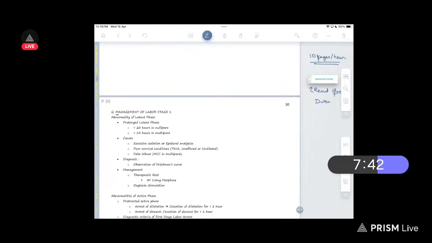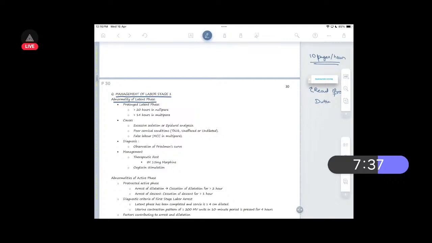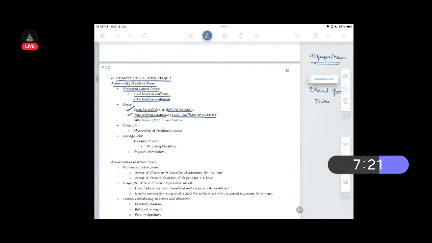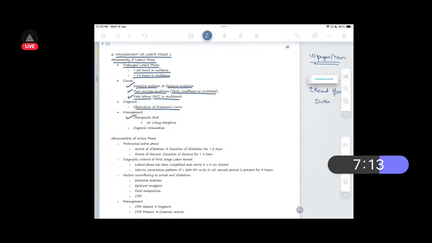Management of labor, stage 1. Abnormality of the latent phase: you have a prolonged latent phase, more than 20 hours in a nullipara and more than 14 hours in a multipara. Causes may be excessive sedation, epidural anesthesia, analgesia, poor cervical condition like thickened, uneffaced and undilated cervix, and false labor, most common in multipara. Diagnosis is by observation of the Friedman curve. Management: therapeutic rest, intramuscular morphine, and oxytocin stimulation.